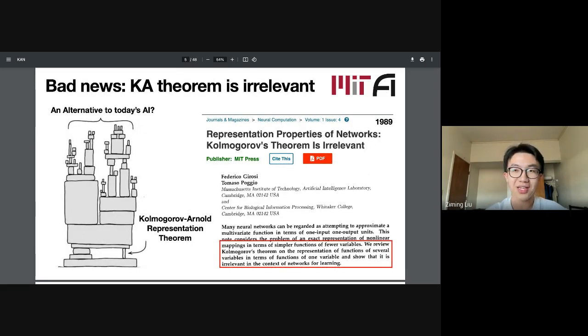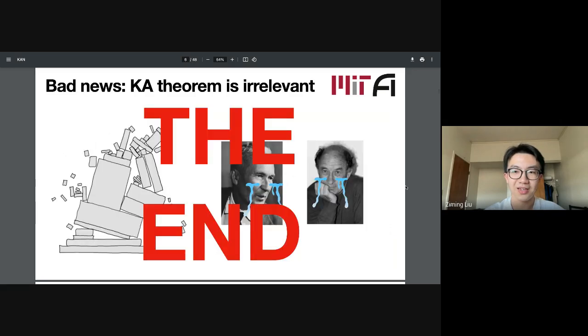But there is an immediate plot twist. Back in 1989, there was a paper claiming that Kolmogorov's theorem is irrelevant for neural network learning. They wrote: we review Kolmogorov's theorem on the representation of functions of several variables and show that it is irrelevant in the context of networks for learning. This is really sad. This basically sentenced the KART theorem to death for about 40 years. Is this the end of the story? And the answer is no.